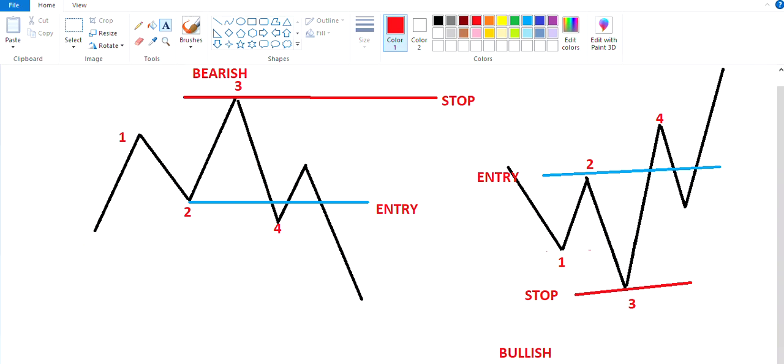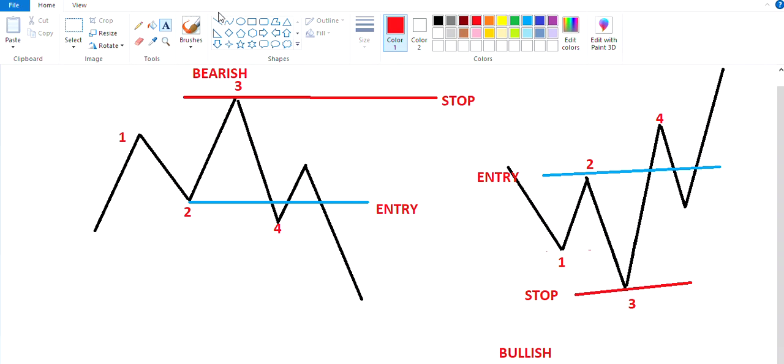So this is how I would intend using this. This is what we call a Quasimodo. This is a Quasimodo for a bearish setup, and this is a Quasimodo for a bullish setup. We enter on the blue for the bearish setup, and we enter on the blue for the bullish setup. Place a stop right at the top with 3.